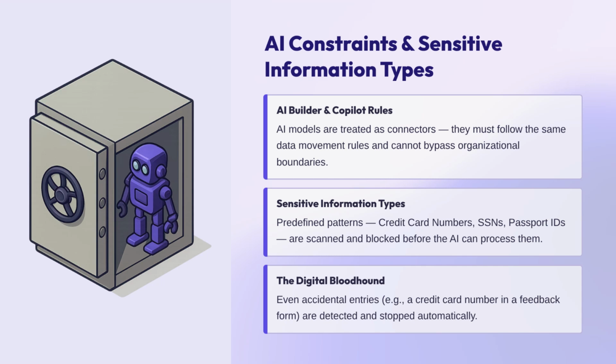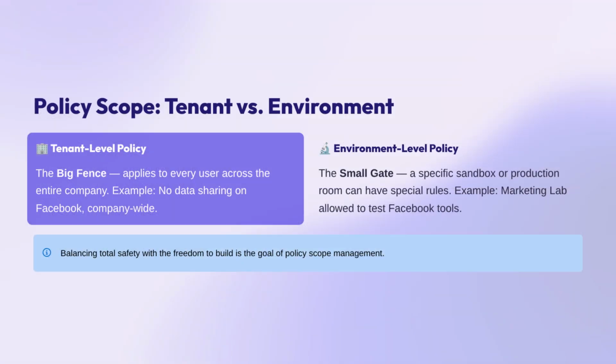So now that we have mastered how to sniff out specific patterns like credit card numbers, you might be wondering how to apply these rules to just one test room instead of the whole company. Well, that brings us right into our next step, which is environment level versus tenant level policies. Let's dive into policy scope.